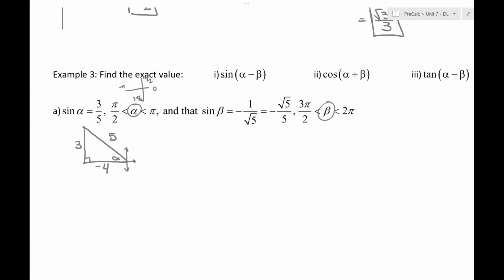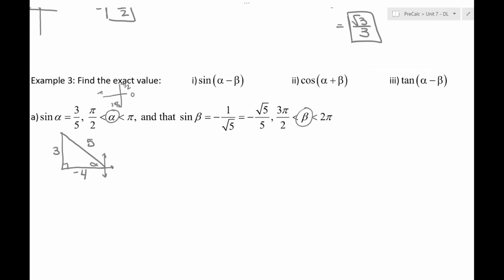Now you need to find your beta triangle, and why? Because they give us alpha and beta, but also because we're finding the difference and sum of these angles. So we need to know where they come from. So this one's, beta is between 3 pi over 2 and 2 pi. So that is in the fourth quadrant. So it would be drawn as such with beta at the origin.